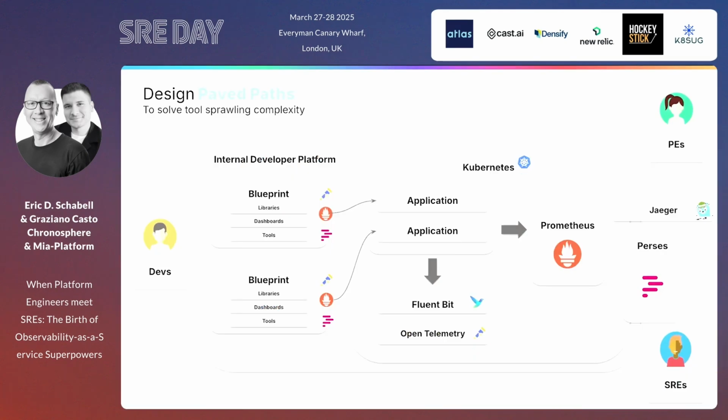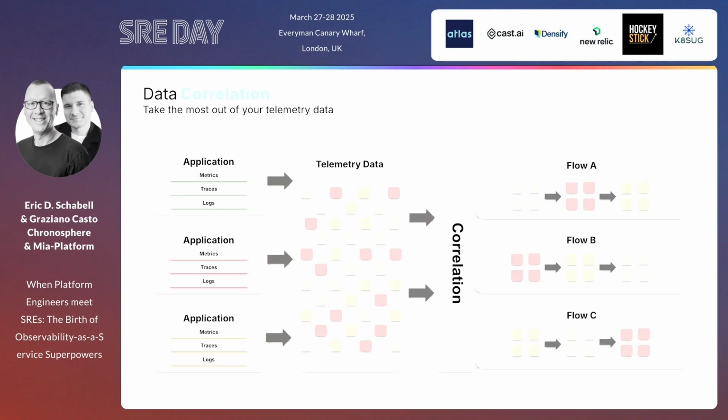Then the second point was about connecting the dots, about managing all the data you have. The platform is the way to centralize all the data you have and work with the telemetry pipeline. This way, you have the possibility to manage all this data in an aggregated way. You have the possibility to make a correlation between data coming from different services.